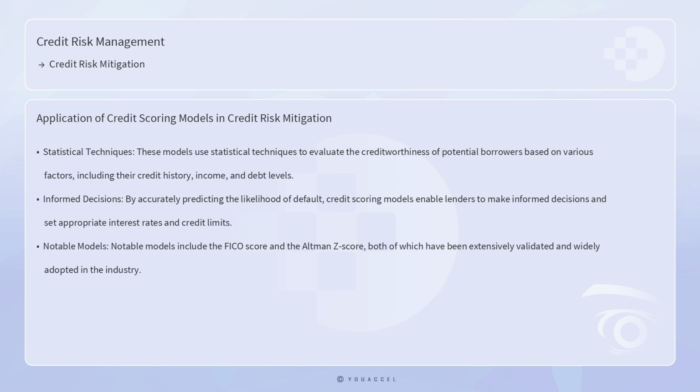The application of credit scoring models is another critical aspect of credit risk mitigation. These models use statistical techniques to evaluate the creditworthiness of potential borrowers based on various factors, including their credit history, income, and debt levels. By accurately predicting the likelihood of default, credit scoring models enable lenders to make informed decisions and set appropriate interest rates and credit limits. Notable models include the FICO score and the Altman Z-score, both of which have been extensively validated and widely adopted in the industry.